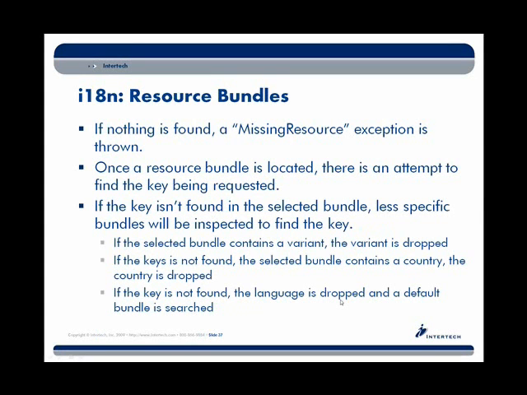Once the bundle is located, the next thing it's going to do is try to find the key that you submit. And it's going to do basically the same thing that happened with the resource bundles. If it can't find a key in that bundle, then it's going to go into less specific bundles to find the key. So again, if your bundle contained a variant, it'll try to look for one where the variant is dropped. If it still can't find the key, then it'll drop the country and look for another resource bundle. If it's not there, it'll look for the language until you get to that default base name property file with no locale information.